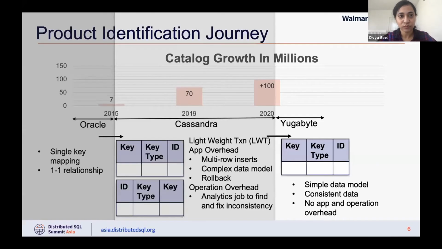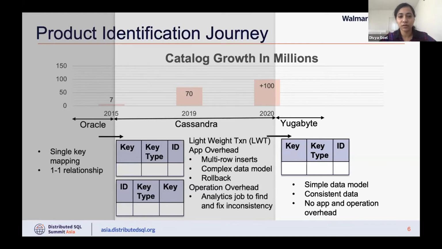Yeah. So the product identification journey. How we started: we were using Oracle six years back. When we started with Oracle, our model was a lot simplified. We had single key mappings. There was a one-to-one relationship. Given a key, we want to get an ID. Given an ID, we want to get a key.